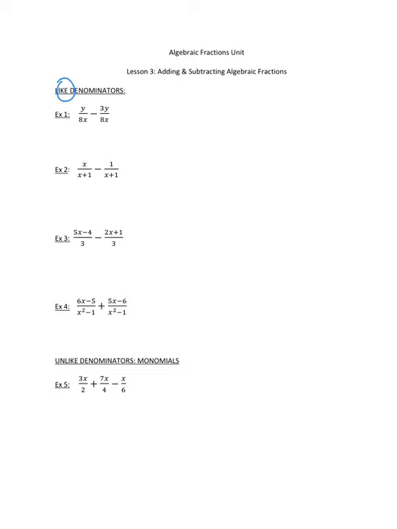Okay, first example, the common denominator is 8x, so you're just going to subtract the numerators. So y minus 3y is negative 2y, and you keep your denominator just like you would with regular fractions. At the very end, you look to see if that can be simplified at all. There is a common factor here of 2, so I'm going to cross cancel. Divide by 2 is 1, divided by 2 is 4. So my final answer is negative y over 4x.